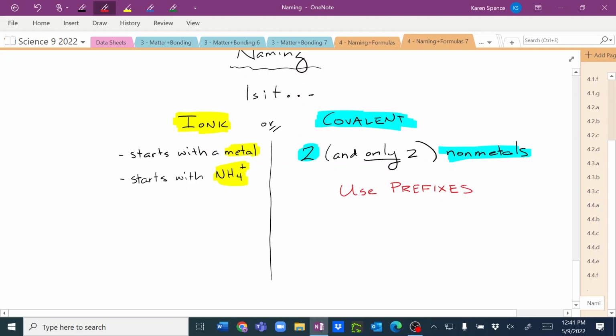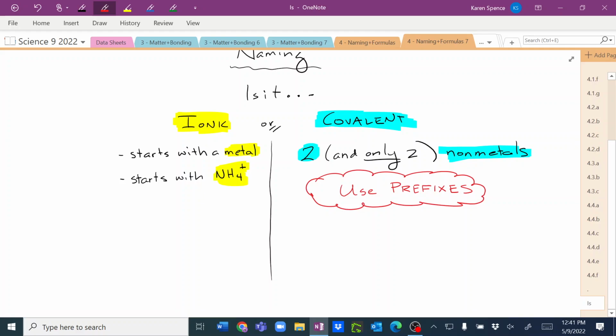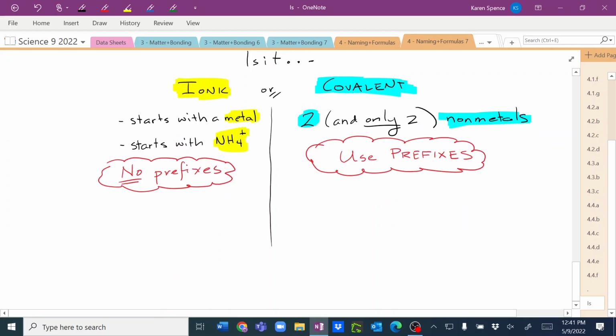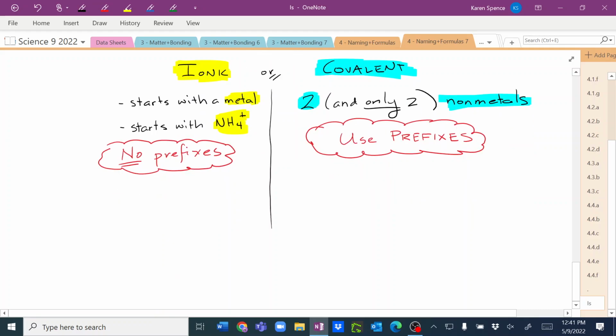So once you get to quiz 6, you're going to be looking at the compound saying, does it start with a metal? Or does it start with NH4, in which case it's ionic? Is it made of two nonmetals? In that case, it's covalent and it needs prefixes. If it is ionic, there are going to be no prefixes. Now with ionic, that pretty much ends the covalent story right there.